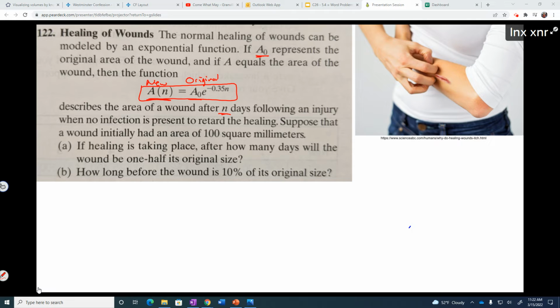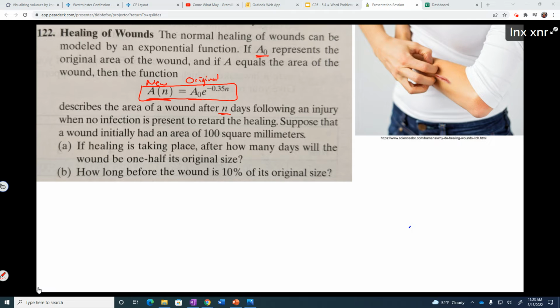Suppose a wound initially had an area of 100 square millimeters. So let's say 10 millimeters by 10 millimeters, a square. I'm just making it a little bit more simple. It wouldn't necessarily be that, but I'm saying so you can visualize it. More than likely it'd be something like a gash or something there. If healing is taking place, after how many days will the wound be 1/2 of its original size?